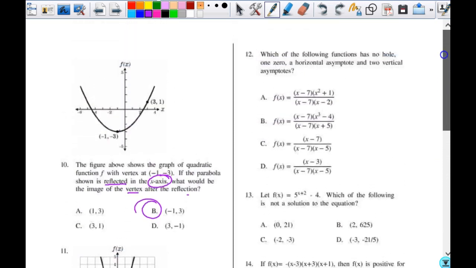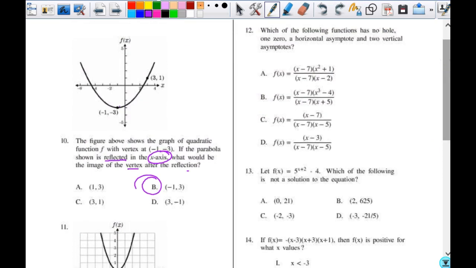Alrighty, number 12. It says, which of the following functions has no hole, 1, 0, and a horizontal asymptote and two vertical asymptotes. All right, so let's talk about a hole first. If it has a hole, then that means that I can reduce the numerator and denominator. So I can knock these out, which means this one does have a hole. It says no hole, okay? That has a hole. So does that one. So really, this is the only right answer.